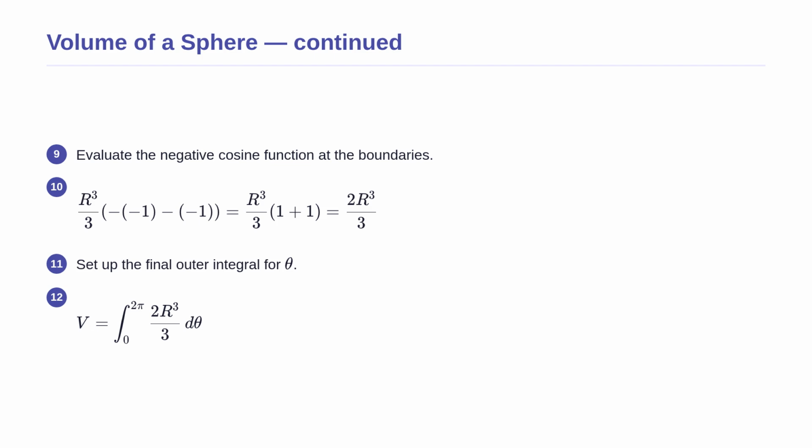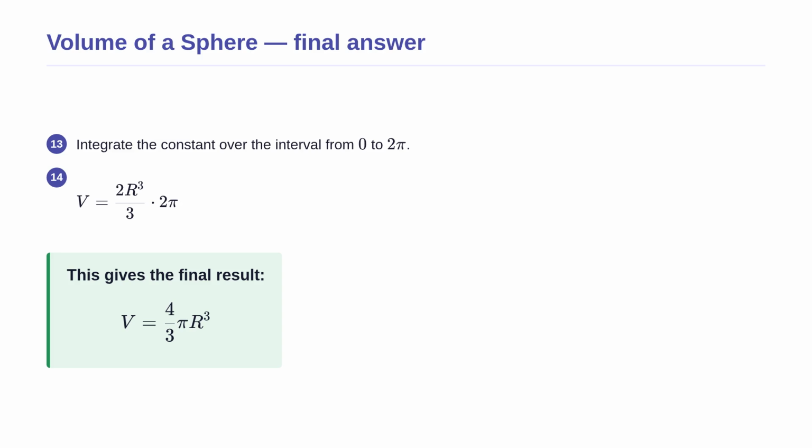The remaining variable is the azimuthal angle theta, which represents the full rotation around the vertical axis. Notice that our integrand is now just a constant number, containing no theta variables at all. This makes the final integration step incredibly easy to perform. For our final step, because we are integrating a constant over an interval, we simply multiply the constant by the length of that interval. The interval length is 2 pi, representing a full 360-degree rotation.